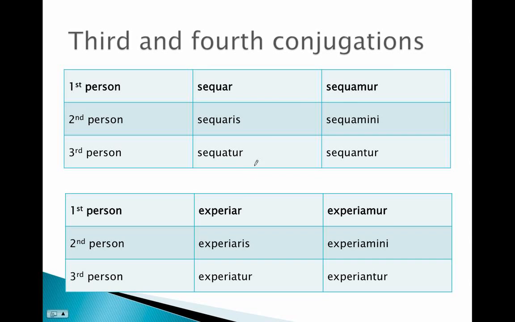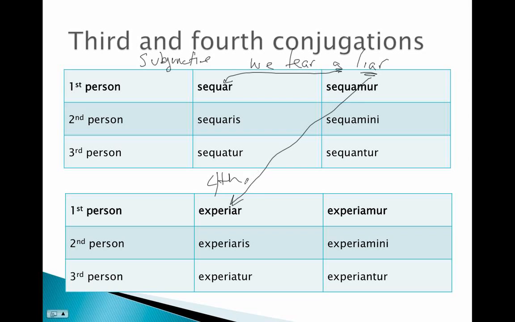And the third and fourth conjugations, subjunctive, are, again, just as easy. If you remember, we fear a liar. Sequor was third conjugation, so we're going to replace our stem vowel, which is that short E, with an A. So sequar, sequaris, sequatur, sequamur, sequamini, sequantur. And the fourth conjugation, we're going to use our IA as our stem vowel to mark the subjunctive. So experiar, experiaris, experiatur, experiamur, experiamini, experiantur.